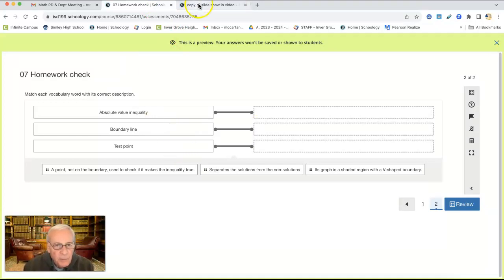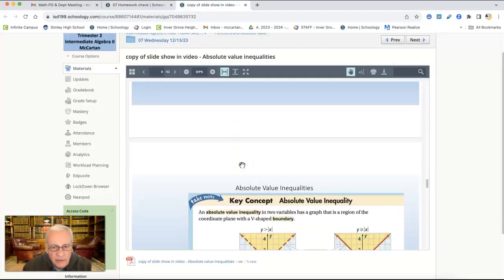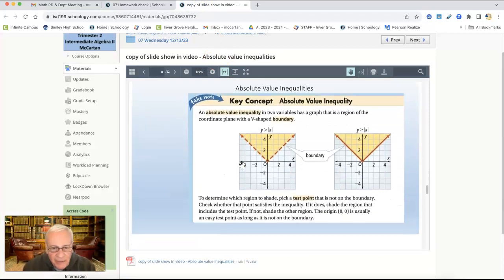All right, last one, test point. Hopefully you see the answers there, kind of at the very bottom here, guys. The test point, it's not on the boundary. You want to pick one that's not on the boundary. It checks to see if it's a solution or not. All right, the origin is usually a good test point if it's not on the boundary, the 0, 0 point. We've done this before.